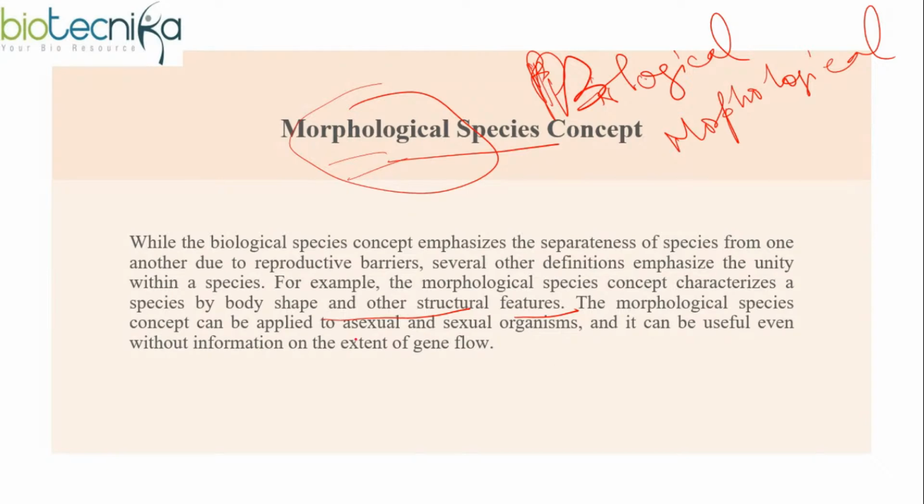The morphological species concept can be applied to asexual and sexual organisms, and it can be useful even without information on the extent of gene flow. Yes, absolutely. Even when we study a cladogram and phenogram, it does not give us any idea about gene flow. It simply helps us understand the similarities and dissimilarities of different organisms based on their ancestral evolution and the different characteristics they bear.